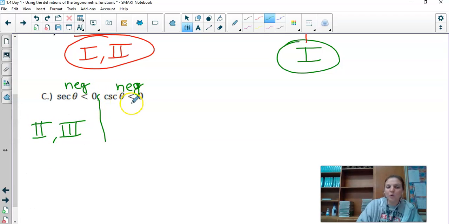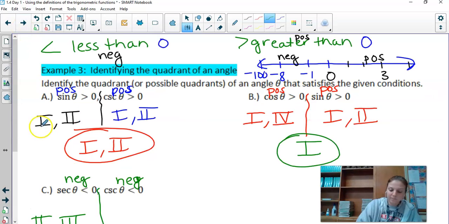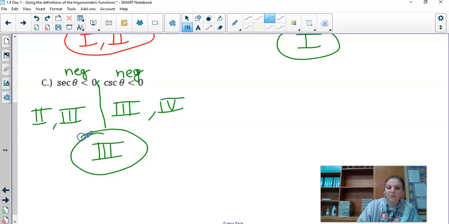Next, we're looking up cosecant and looking at where it's negative. So here's cosecant 3 and 4. And these are quadrants that I'm talking about here. So look at what you have in common. Again, we're looking for where the conditions are met, and that would be quadrant 3.